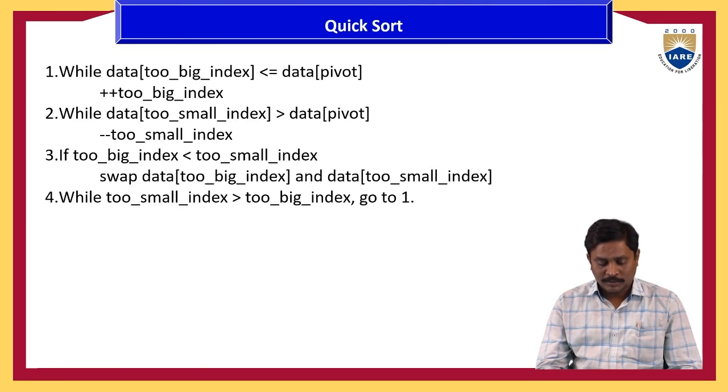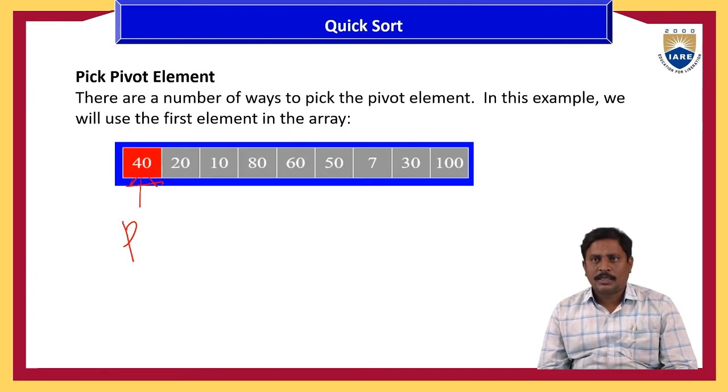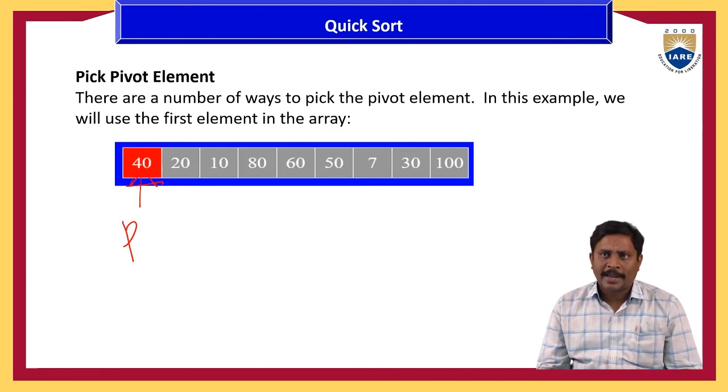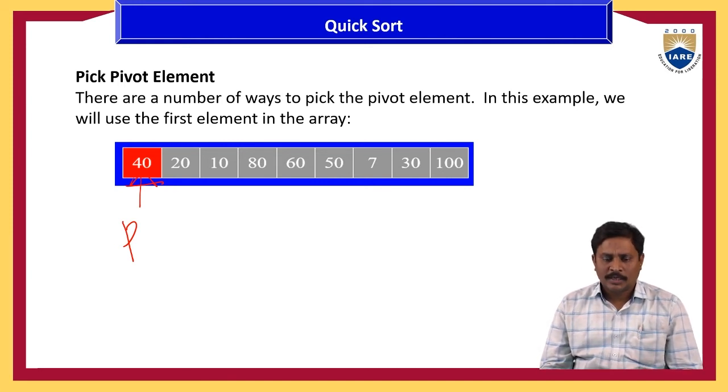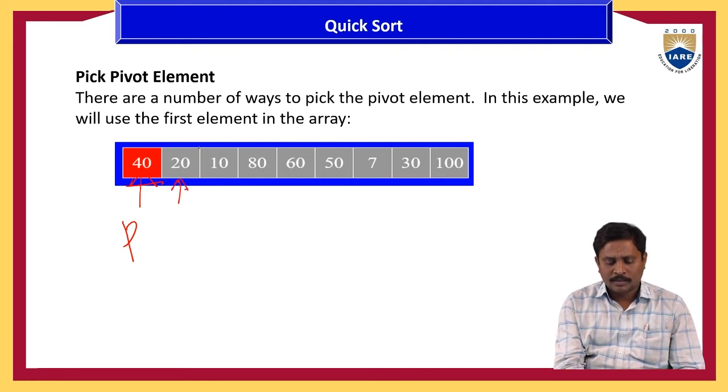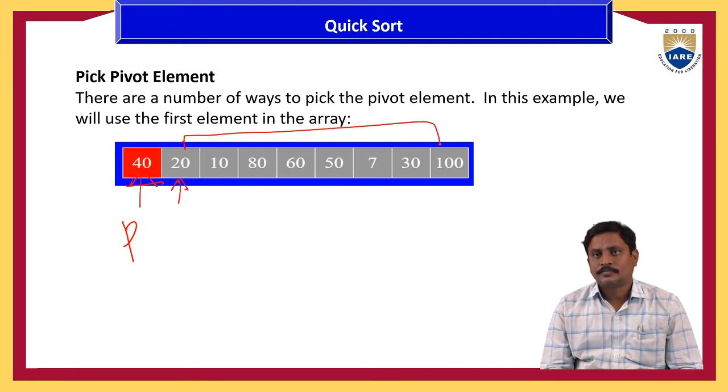Now here you see that 40, 20, 10, 80, 60, 50, 7, 30, 100. Totally 9 elements are there. 40 is chosen as the pivot element. Now we come to the next element, comparing with 100. 20 less than 100? Yes.